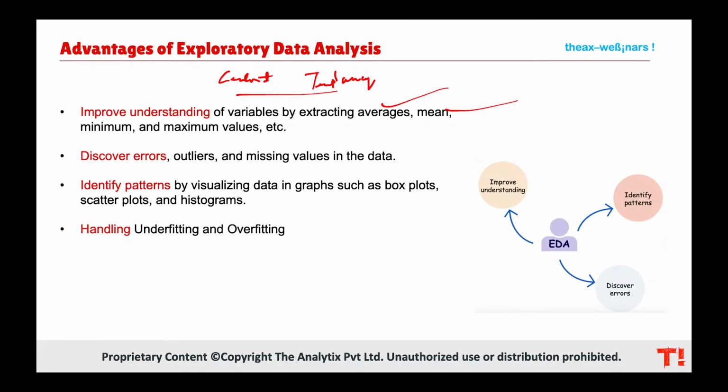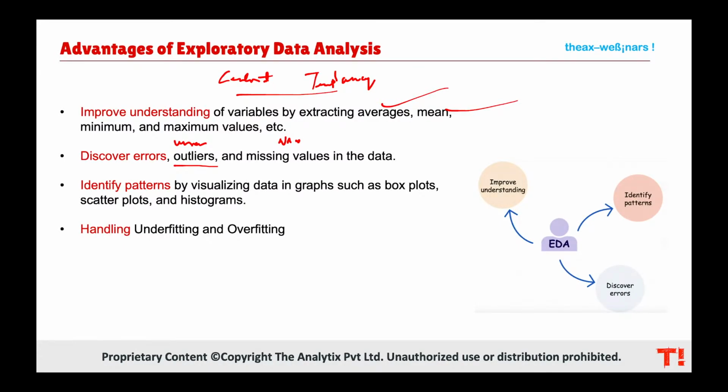Basically, you discover the errors, that is, the erroneous data, the outliers, or you can say the out-of-range data, and the missing values, which are the NaN data. NaN is nothing but not a number. So if in a particular cell you don't have a value, that is called NaN data, or you can say not a number. Simple.